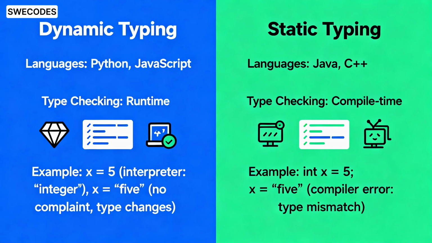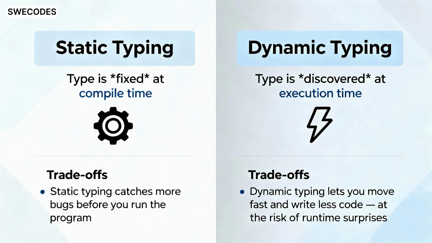You can just write x equals 5 and the interpreter decides. That's an integer. Later, if you do x equals "5", it won't complain. It'll simply change the type. Static typing means the type is fixed at compile time. Dynamic typing means the type is discovered at execution time. Both have trade-offs. Static typing catches more bugs before you run the program. Dynamic typing lets you move fast and write less code, at the risk of runtime surprises.